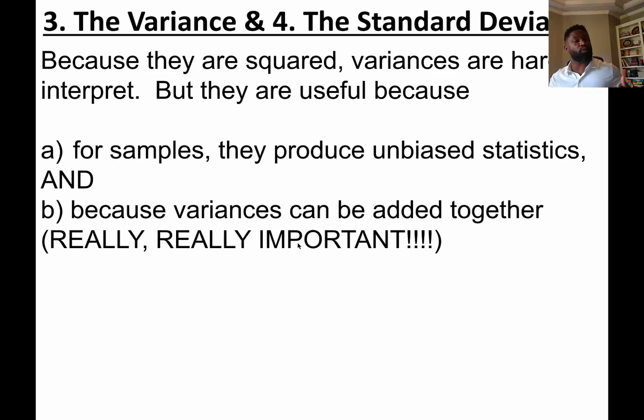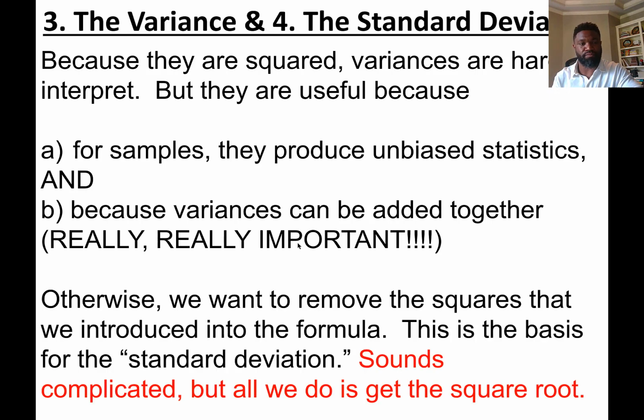So we can take the variance for one set of scores, and then we can add that to the variance from another set of scores. And this becomes really important down the road when we're trying to do a lot of these statistics. Otherwise, we want to get rid of it. So it's good for those two things, but otherwise, we don't want those squares that we had to put in the formula.